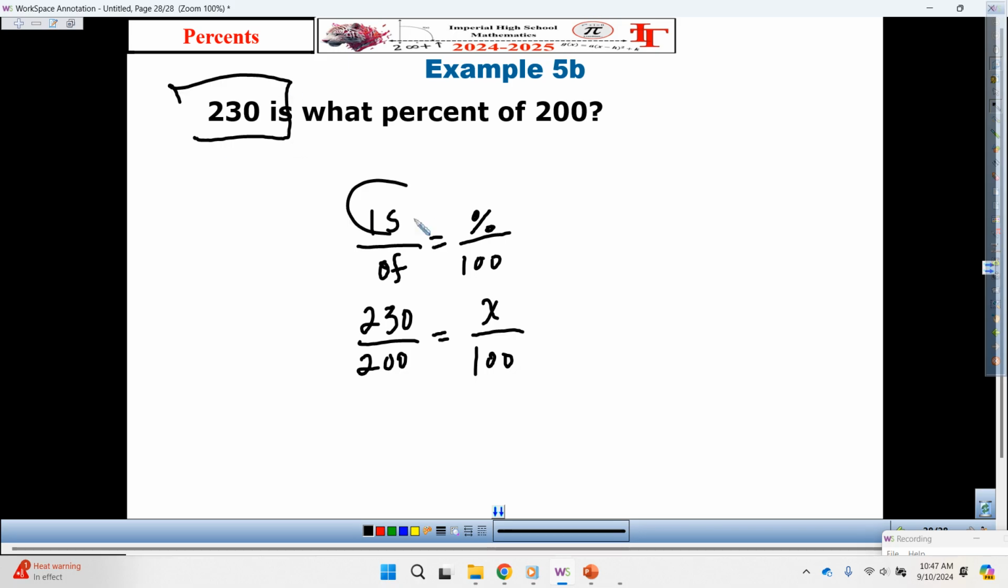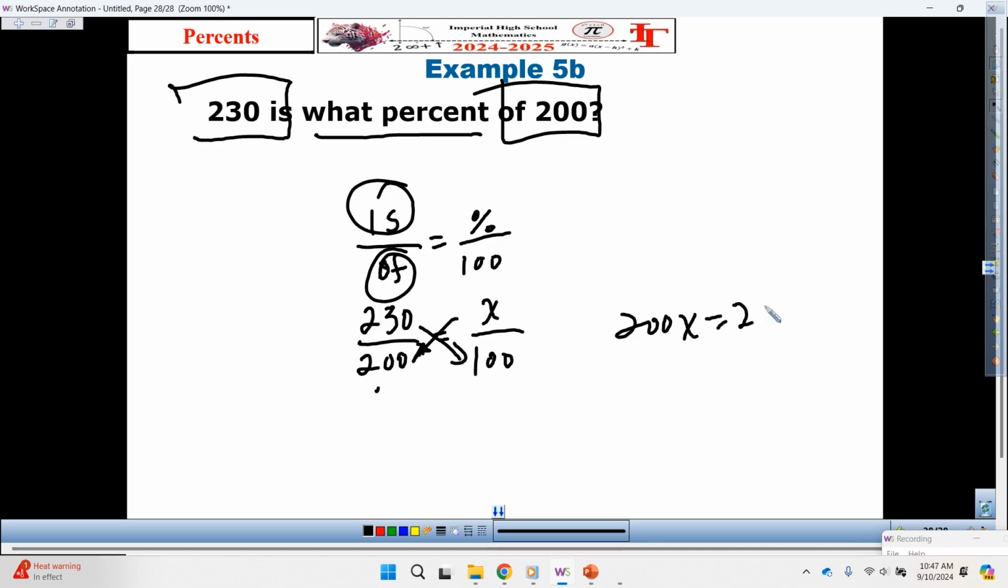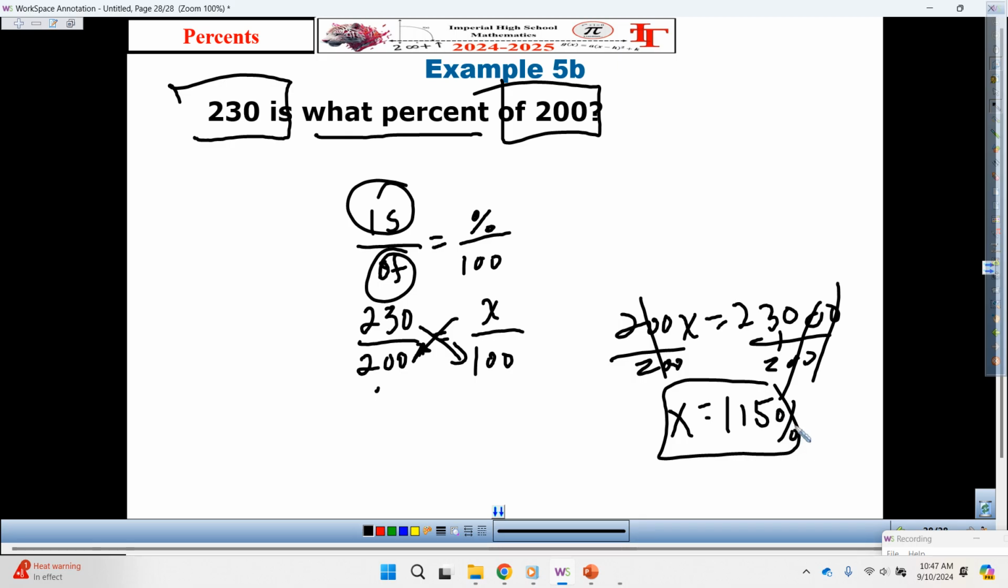230 is of 200. And so what do we need? We need to find the percent. That's why we write X. So cross multiply. We got 200X equals 230, 0, divide by 200. X equals 115. Hands, have you got that? Percents. Yes? From 1 to 5, how comfortable are you with this? We got it, right? All right, send me your work really quick.